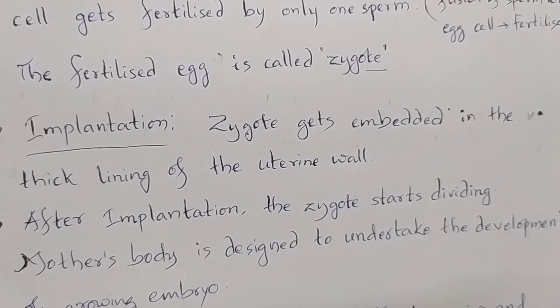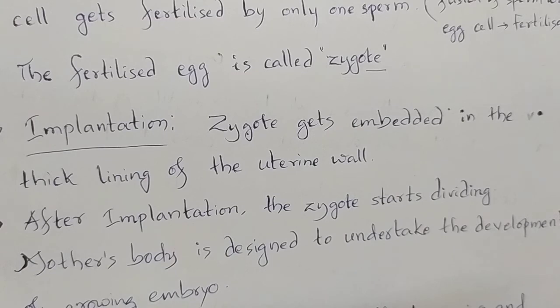The fertilized egg travels into the uterus, and there in the uterus it gets embedded in the thick lining of the uterine wall. This process is called implantation. What is implantation? The zygote gets embedded in the thick lining of the uterine wall. This process is known as implantation.